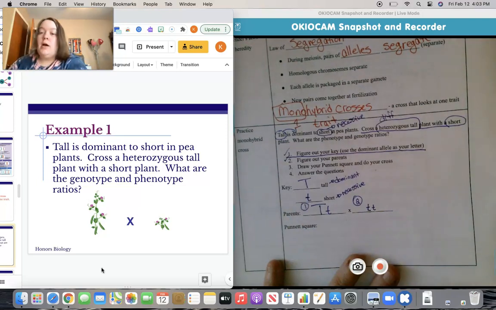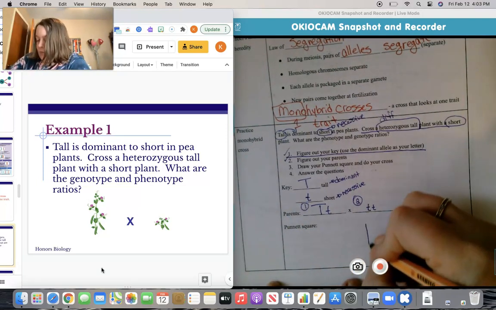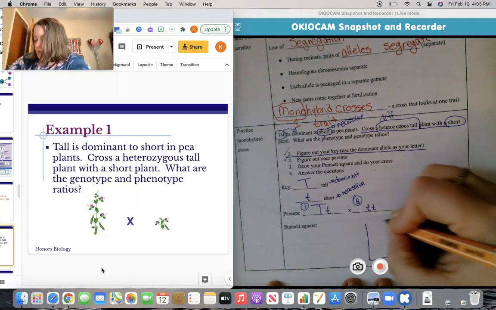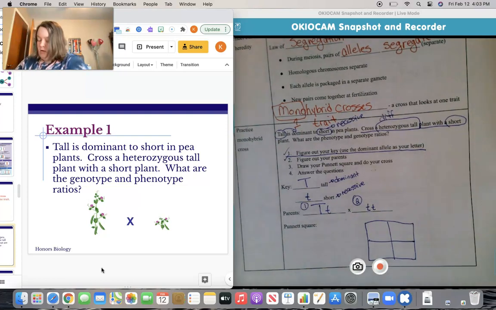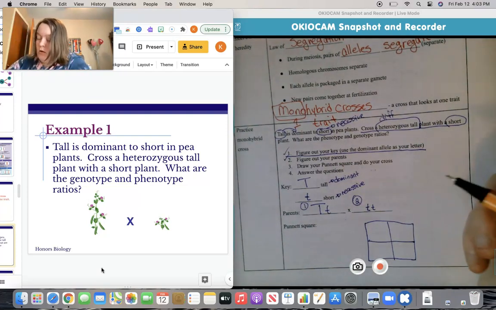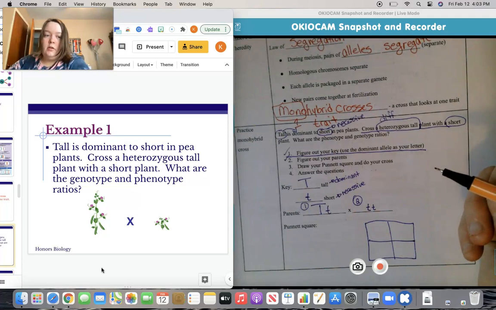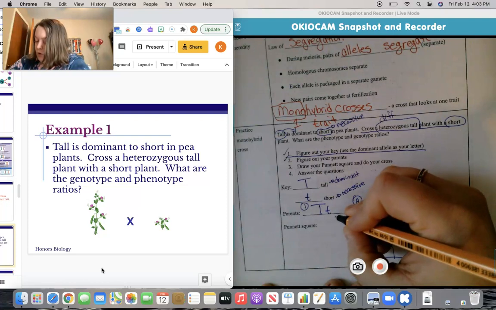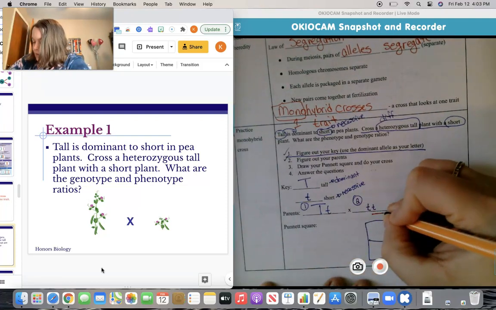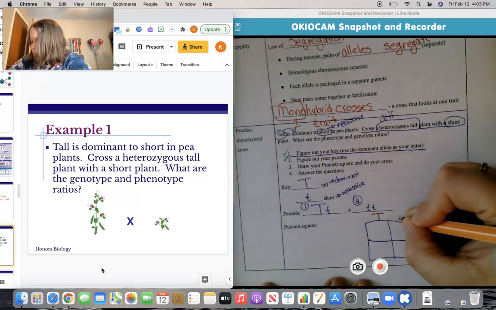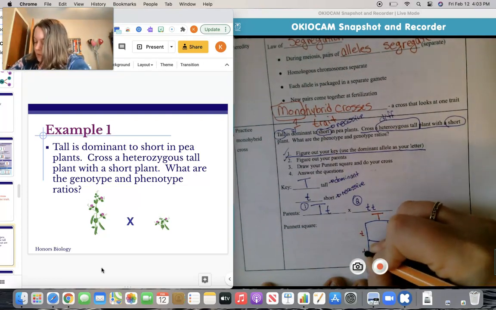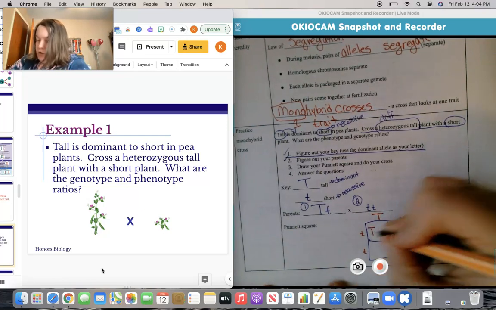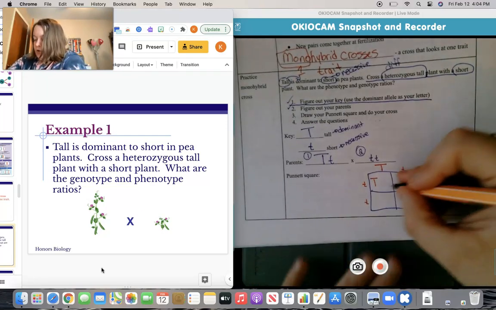Number 2 done. Now we draw out our Punnett square. Make sure you have enough room to work around it. Remember, as long as we fill this out correctly with one parent on the top, one parent on the side, we're not going to mess it up. I'm going to put parent number 1 along the top. Parent number 1 can either give a big T or a small t. Parent number 2 can either give a small t or a small t. And then I fill this table in just like a multiplication chart.